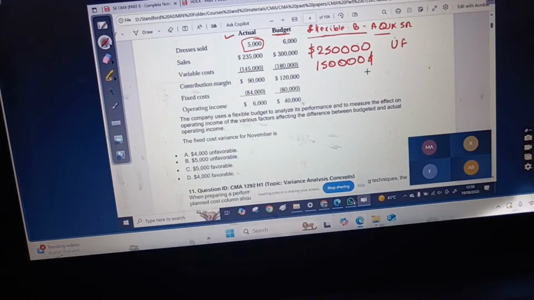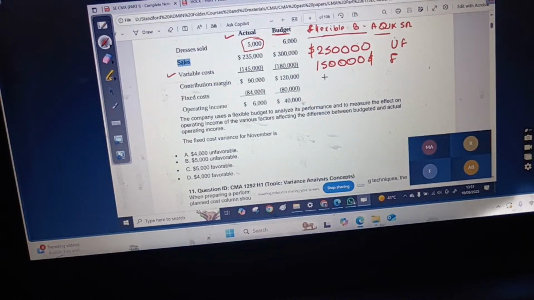Okay. Now, between flexible budget and master budget, is it favorable or unfavorable? Favorable. It is favorable. Why? Because the cost is reduced, operating income is increasing. What is the variable cost? Here, why is it unfavorable? Why is sales unfavorable between master budget and flexible budget? The sales is decreasing, obviously operating income will decrease.